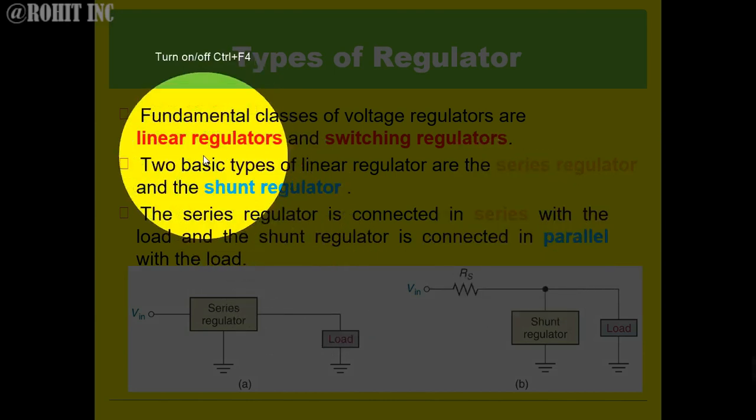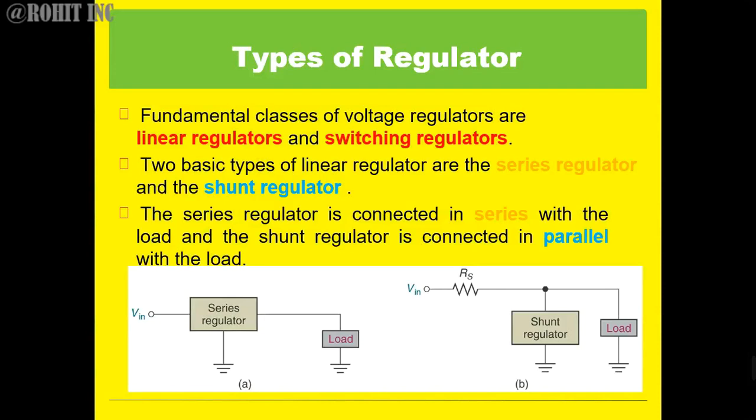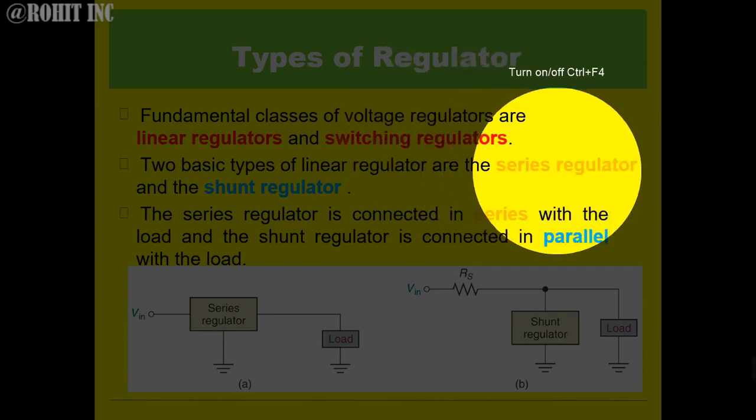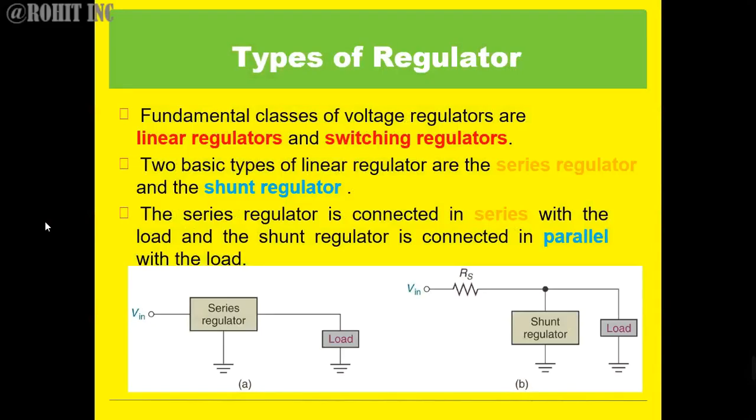As you can see, the fundamental classes can be divided into two categories. The first one is the linear regulators and the other one is the switching regulators. Okay. But in the linear regulators we have two more categories: the series regulator and the shunt regulator. So we need to study both of these, the series regulator and the shunt regulator.